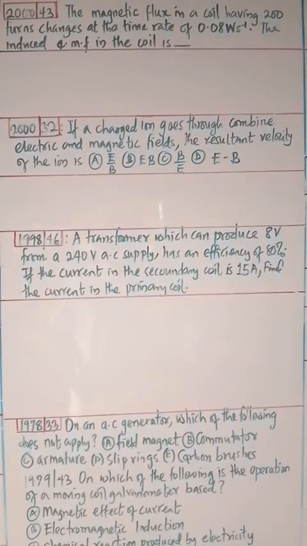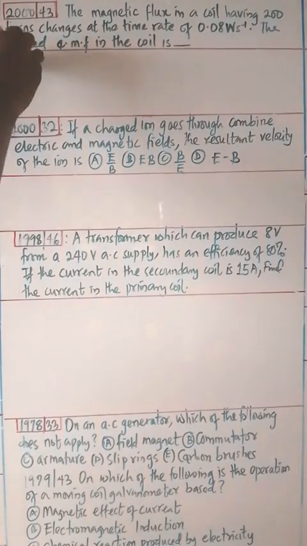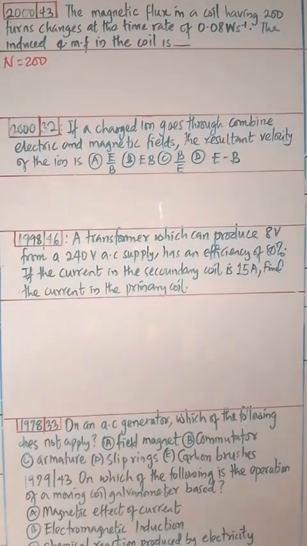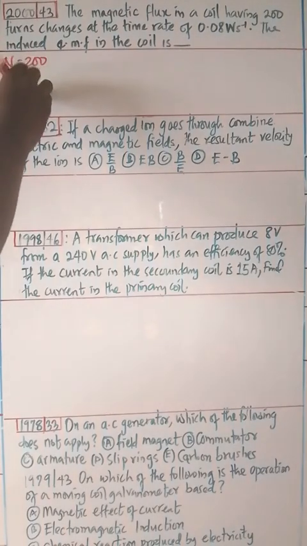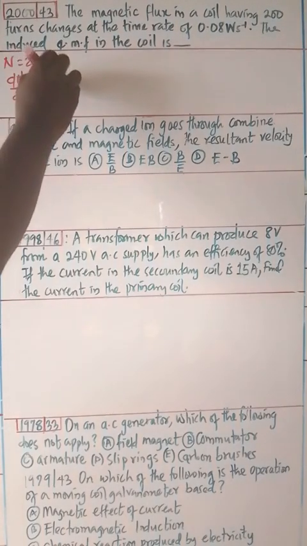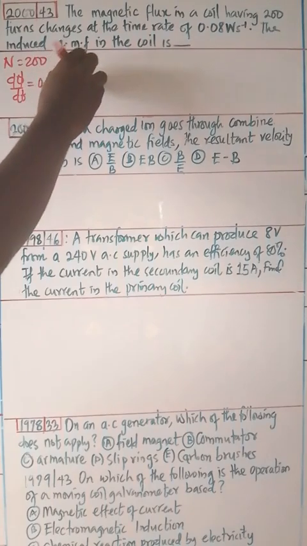Okay, the next question here, number 43. The magnetic flux in a coil having 200 turns. The number of turns is 200. Changes at the time rate of 0.08 Weber per second. That is actually the rate of change of what? Magnetic flux. Given to be 0.08 Weber per second.